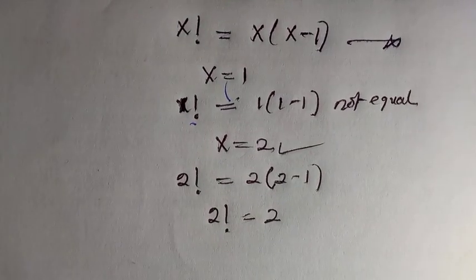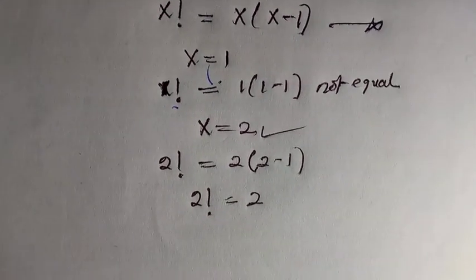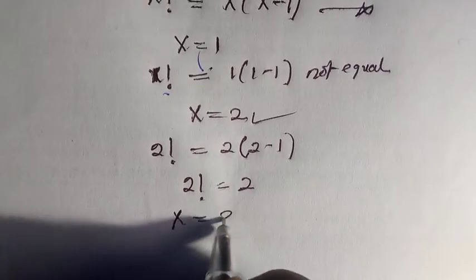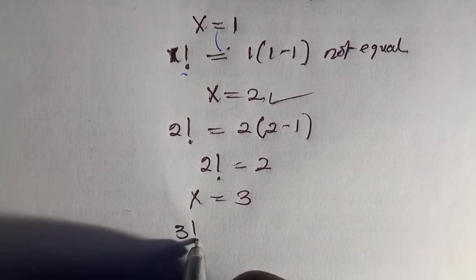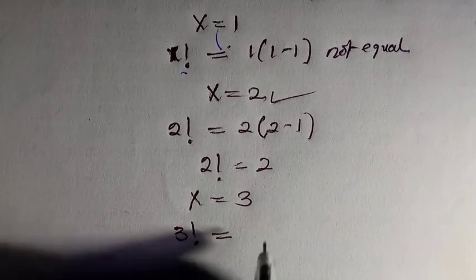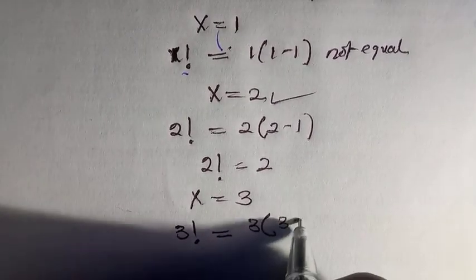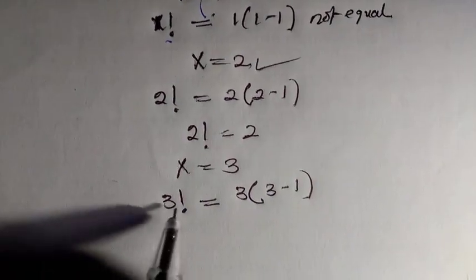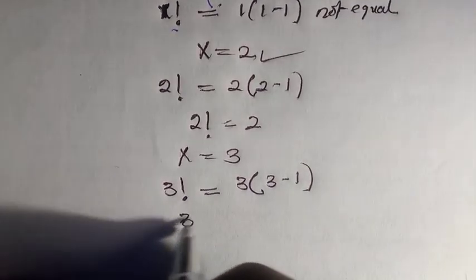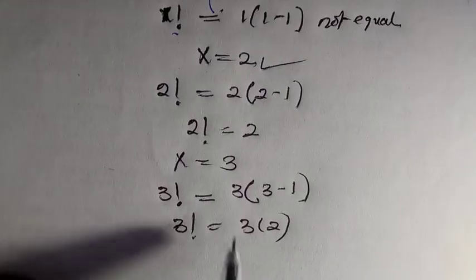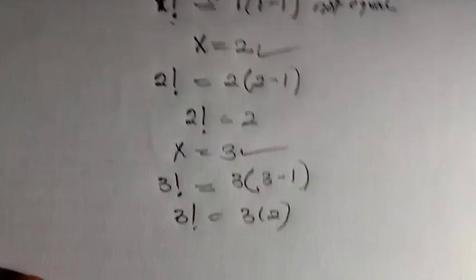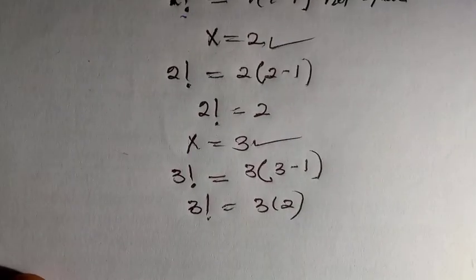And let's test for x equals 3, if it's going to be equal or not. So if x equals 3, we have 3 factorial equals 3 times (3 - 1). And 3 factorial is 6, so we can leave it as 3 factorial equals 3 multiplied by 2, so that is 6. So which means x equals 3 also satisfies this. So let's see the last one.